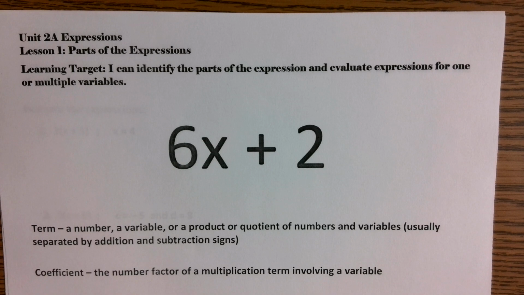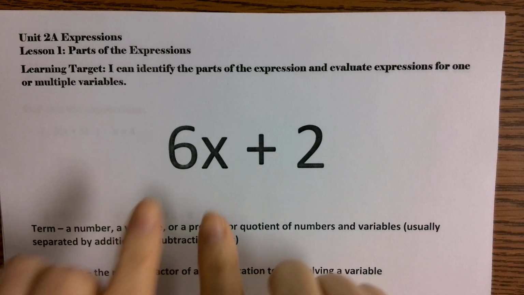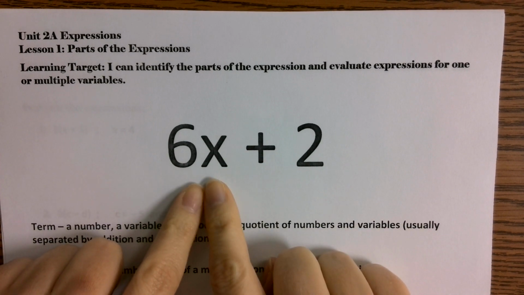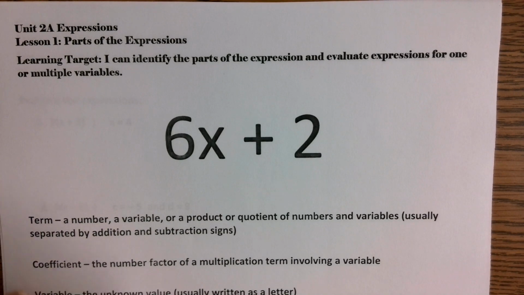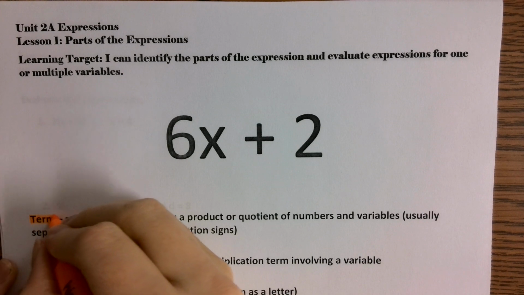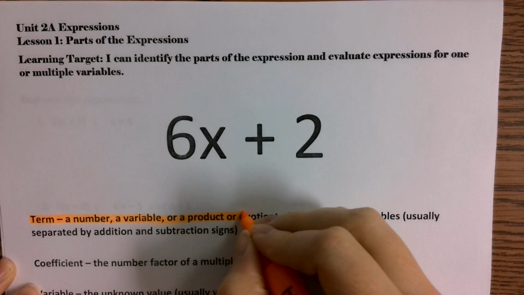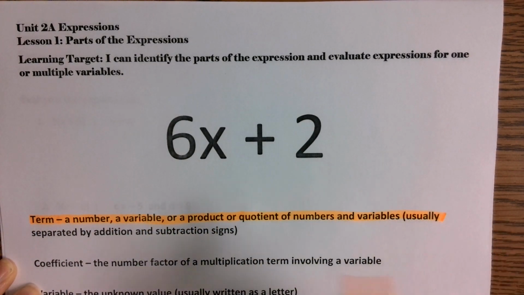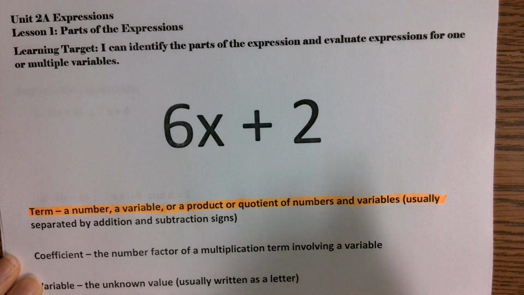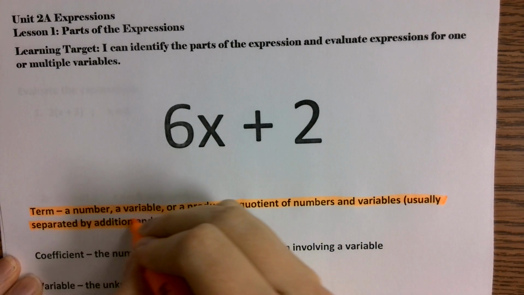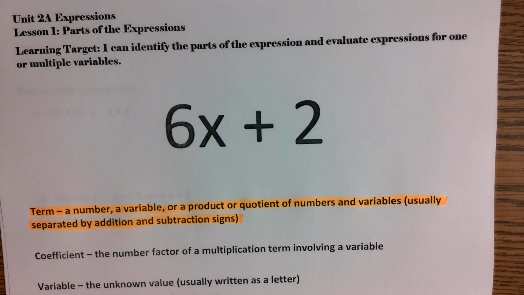An expression, or algebraic expression, has number values as well as variable values, and it has different operations that might exist. It has at least one term that's written. So when we're talking about terms, I'm going to go ahead and highlight that in orange. A term is a number, a variable, or a product or quotient of numbers and variables. They're usually going to be separated by an addition or subtraction sign.